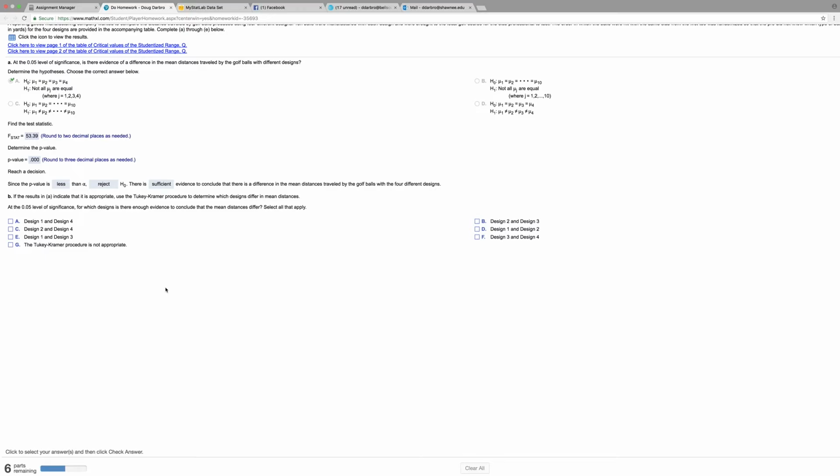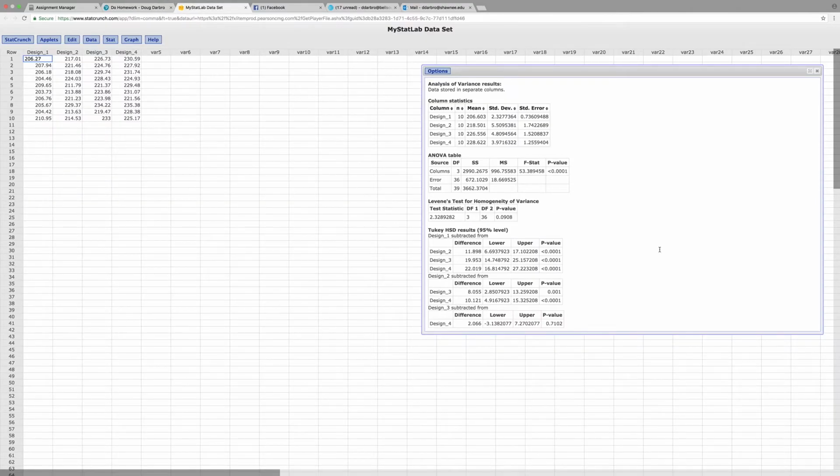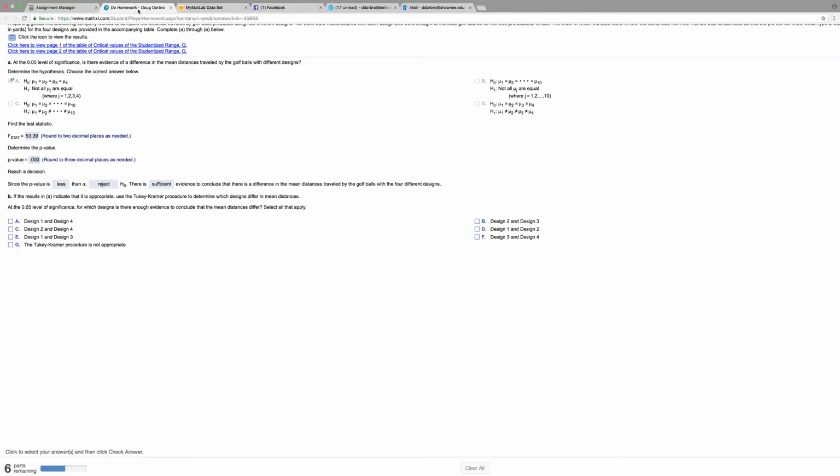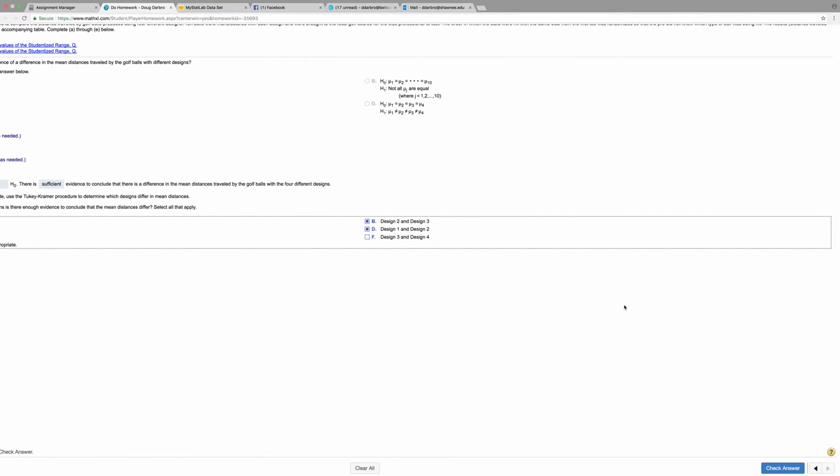All right, the results at the 0.05 level, where do we find the differences? So it looks like we have differences in everything except 3 and 4. So all the differences are significant except between 3 and 4. So 1 and 4, 2 and 4, 1 and 3, all of those appear to be significant.